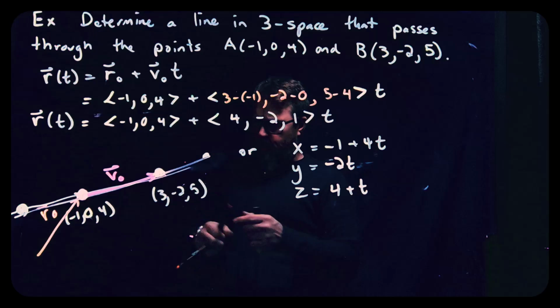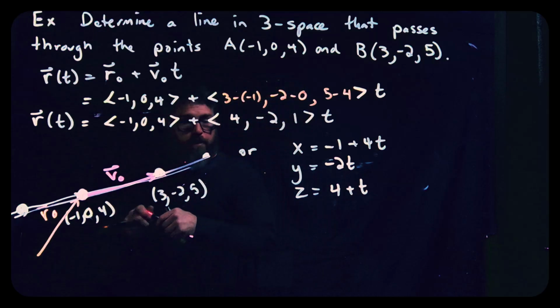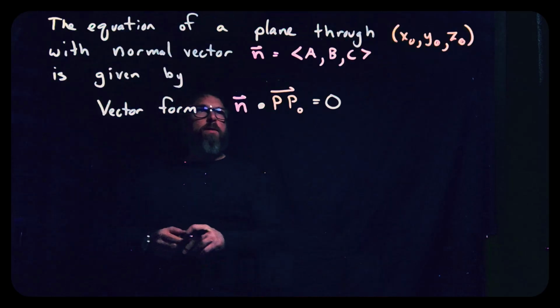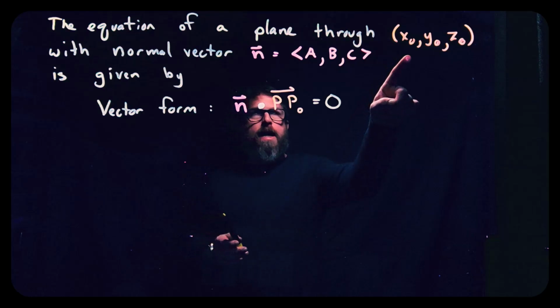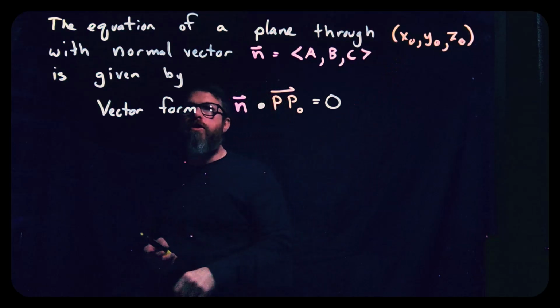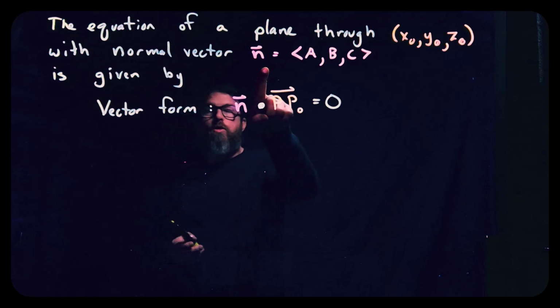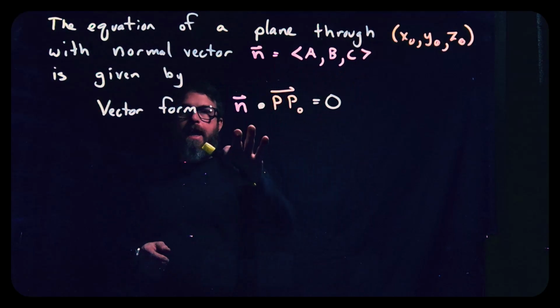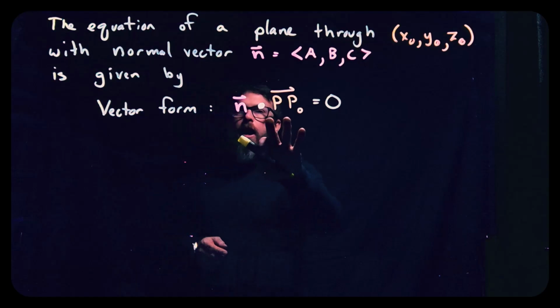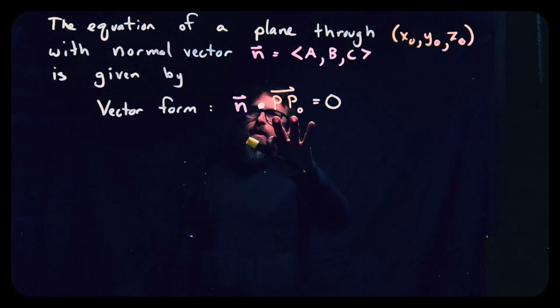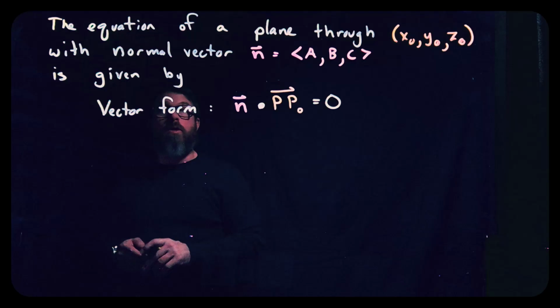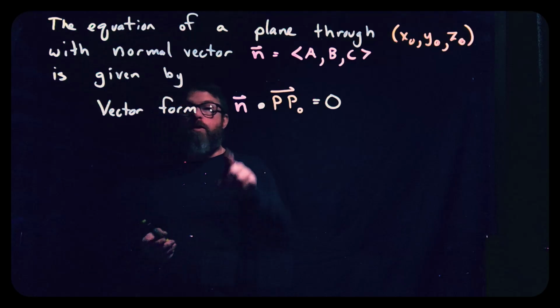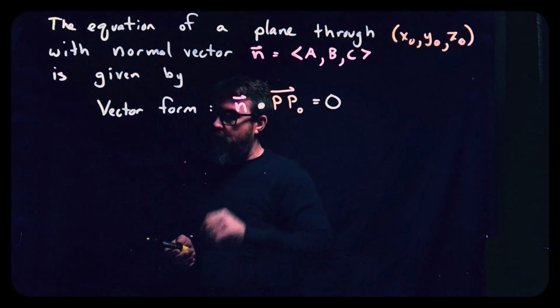Now, the next thing I want to do is find the equation of a plane. So the equation of a plane through this point x naught, comma y naught, comma z naught with normal vector n, which will be a comma b comma c, is given in vector form by n dotted with the general vector, or an arbitrary vector, p minus p naught. And we're setting this dot product equal to 0 because when dot products are 0, we force these two things to be perpendicular to each other.